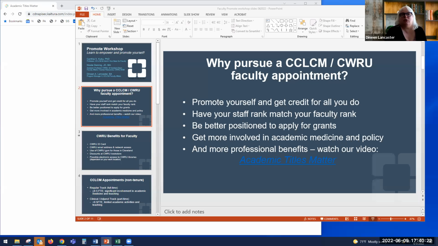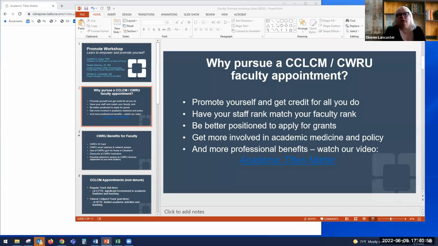All right, so moving on, all CCLCM appointments are non-tenure. So if you're in the regular track, Case calls that full-time, we call it regular track. That means you have a significant involvement in academic medicine and teaching. If you're not as involved, you may want to apply in what we call the clinical or adjunct track. Case calls it part-time. So you're doing limited academic activities and teaching, but it's still worth getting an appointment.